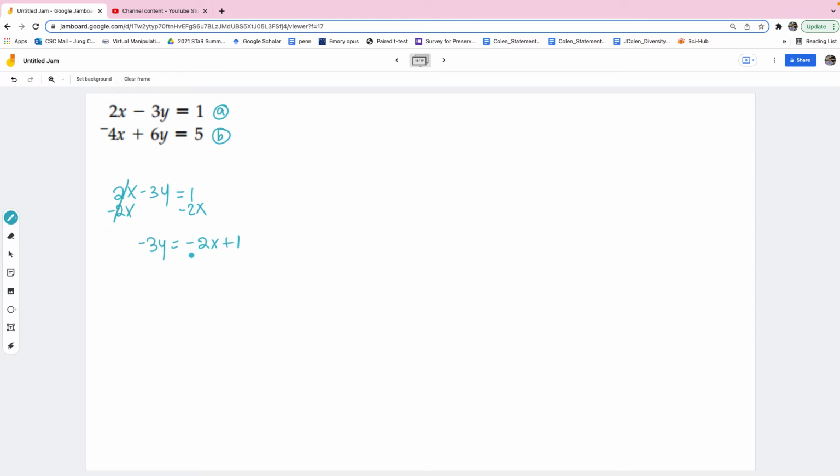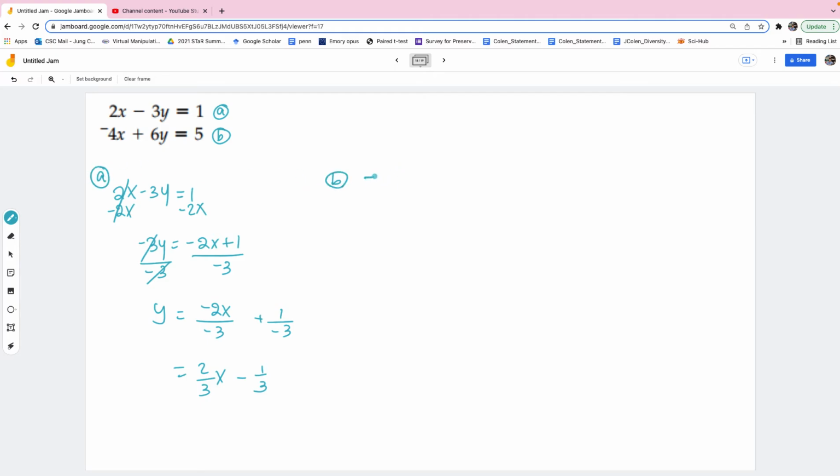I can divide both sides, the whole thing, by negative 3. So I have positive 1 times y, y. I can separate this: negative 2x over negative 3 plus 1 over negative 3. Negative 2 over negative 3 is positive 2/3 x minus 1/3. Okay, so we have the slope and intercept for equation A. How about equation B?